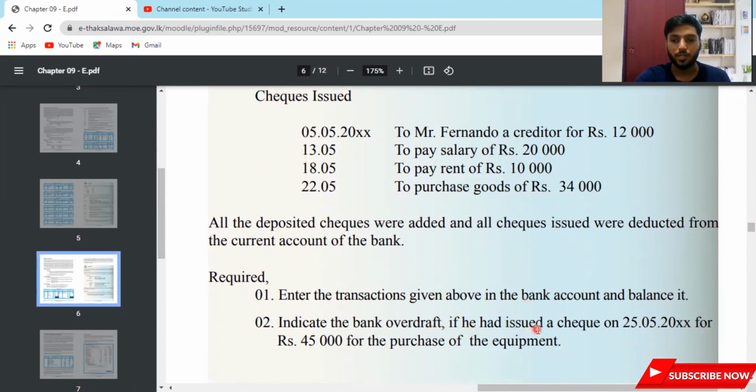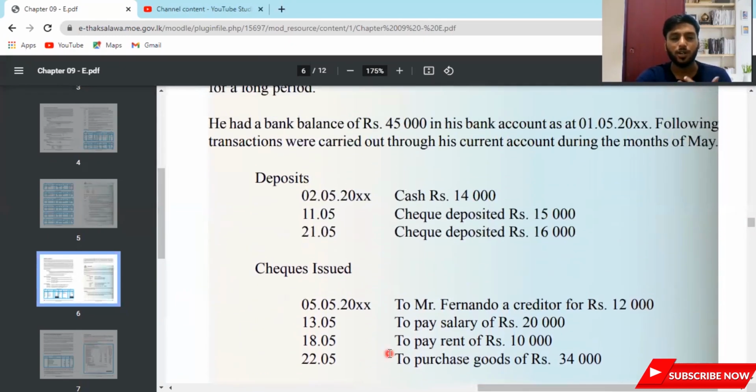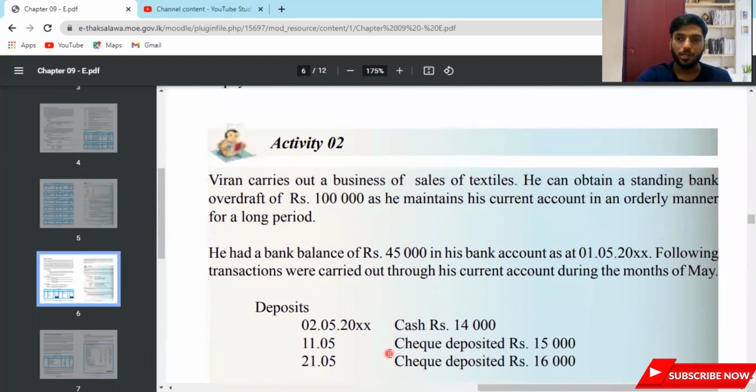Indicate the bank order if he had issued a check on 25th for rupees 45,000 for the purchase of equipment. As you already have practiced a lot of sums with me, I'm going to go directly on to the sum. It says that Viran carries out a business of sales of textiles. He can obtain a standing bank overdraft, which means he can take an overdraft of 100,000 maximum from the bank, as he maintains his current account in an orderly manner for a long period.